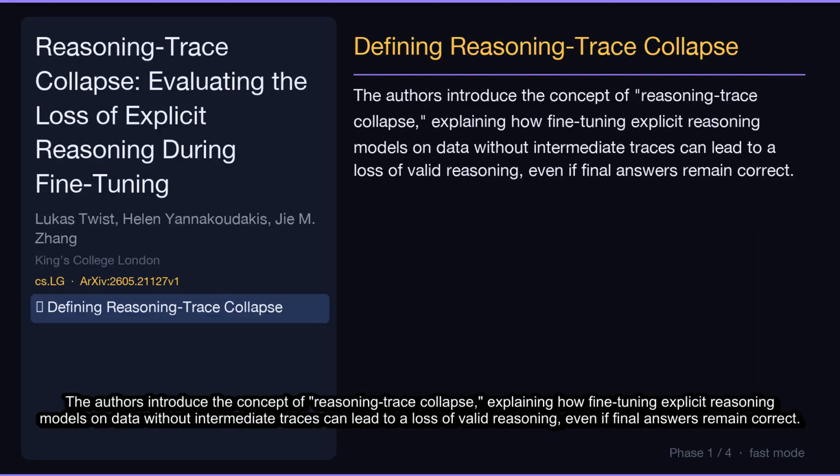The authors introduce the concept of reasoning trace collapse, explaining how fine-tuning explicit reasoning models on data without intermediate traces can lead to a loss of valid reasoning, even if final answers remain correct.